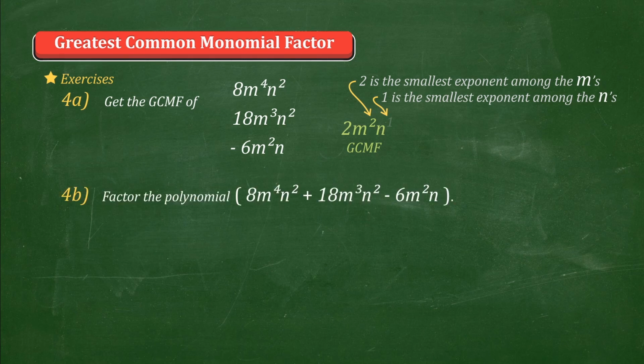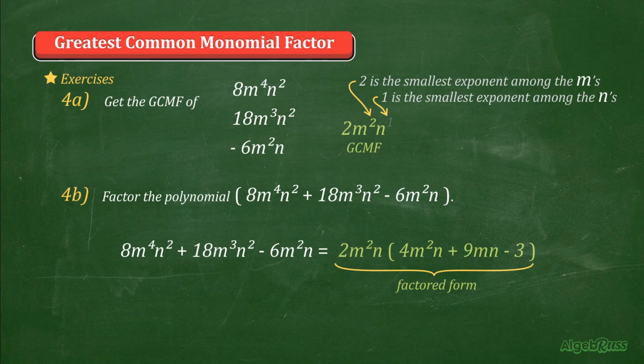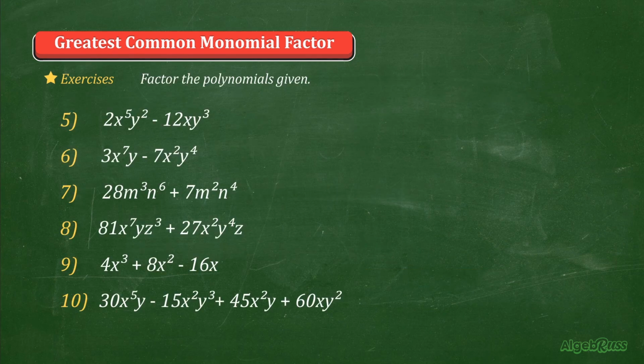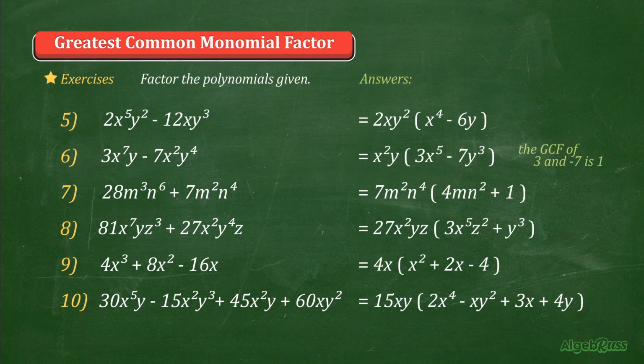Let's continue the exercise and use this GCMF to factor the trinomial. Remember to divide the trinomial by the computed GCMF. Pause this video now to try it. Go! Here's the answer. I hope you got it. Here are more exercises. You can try them and pause this video now. Go! Here are the answers so you can check.